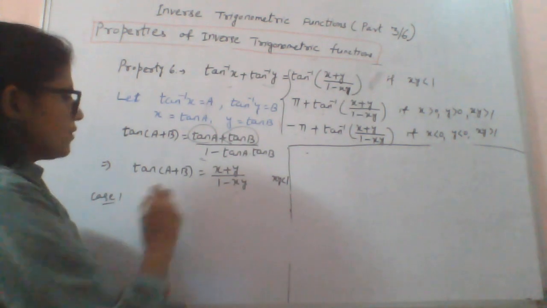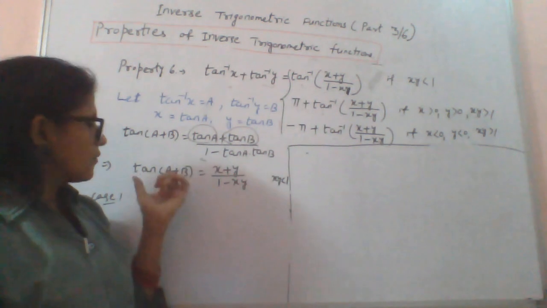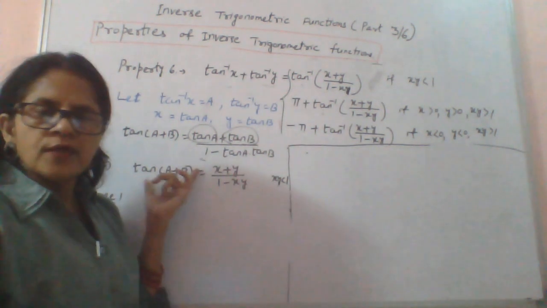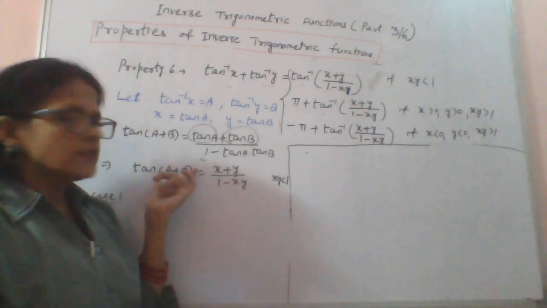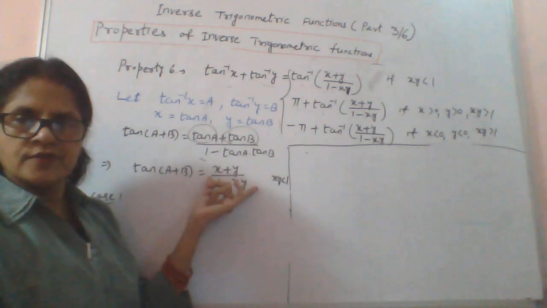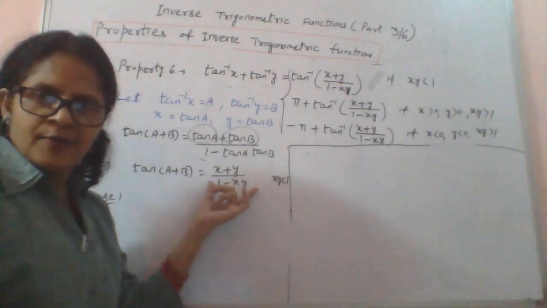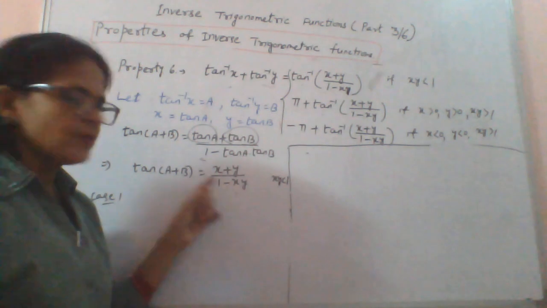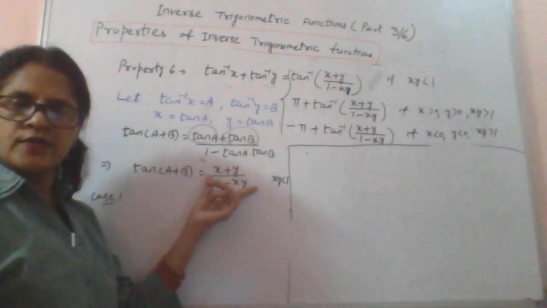Here, some of you might be quickly thinking: tan(a plus b) equals (x plus y) by (1 minus xy), so a plus b will be tan inverse of this, right? How many of you are thinking in this way? But hold on.